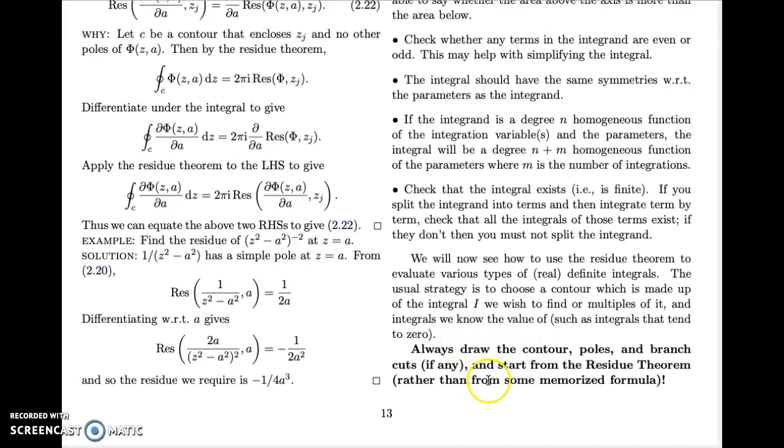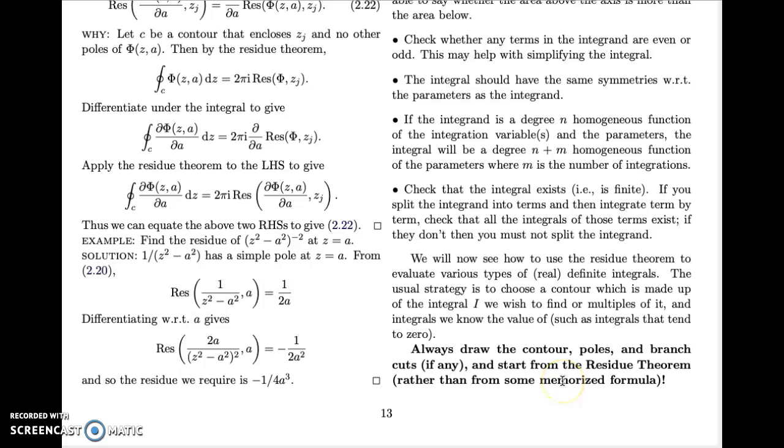Put this in bold font. Always draw the contour. It's very important to explain exactly what you're doing. Even if it seems obvious to you, you have to explain to other people what contour you're using. If you're going to show the contour, you may as well show the poles. Be clear which of the poles are inside the contour. These are the more important ones to show. You don't necessarily have to show the poles if they're not inside the contour, but definitely you should show all the poles which are inside the contour, and any branch cuts, if there are any.